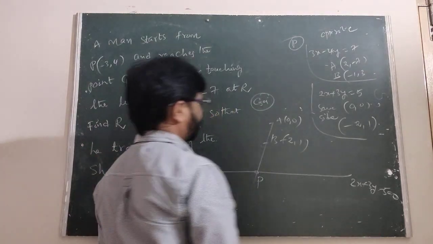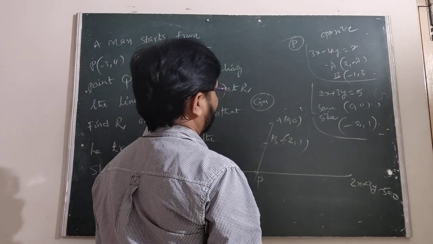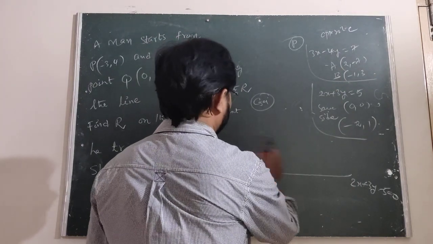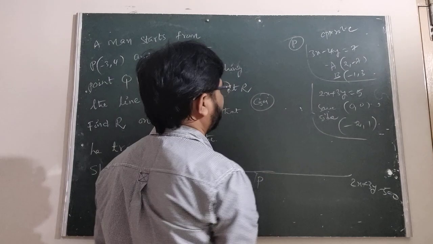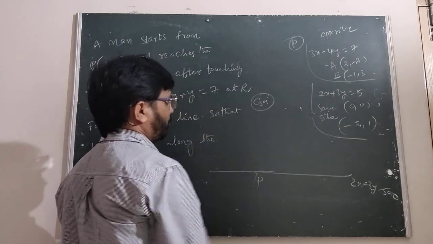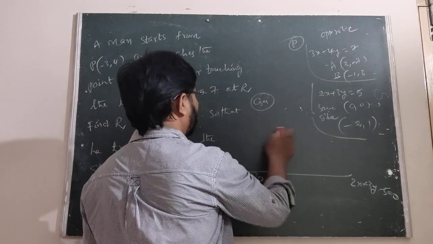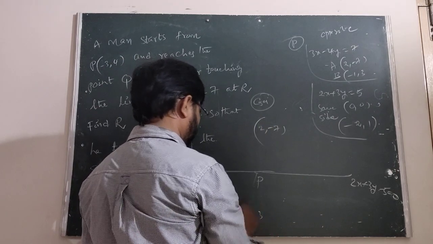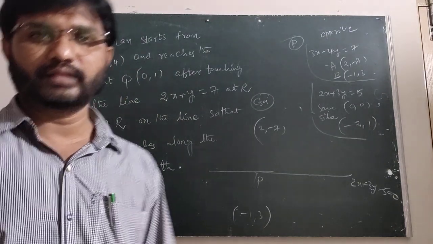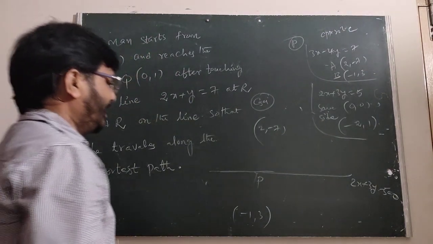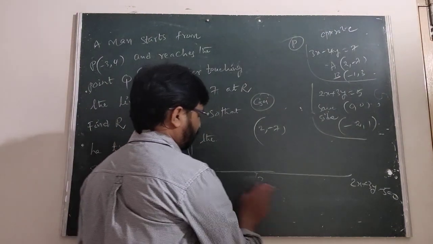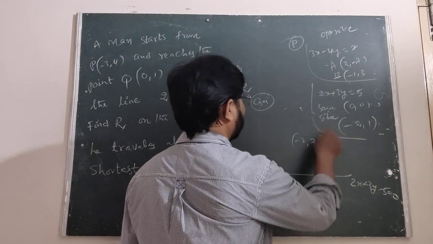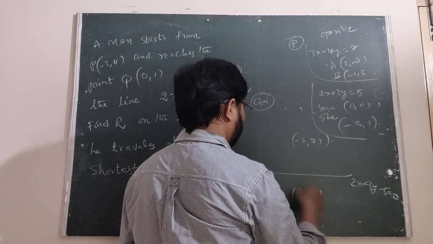Fourth case. What is the fourth case here? Now the given points are on either side of the line. Suppose we are taking the points on either side: minus 2 comma 7 and minus 1 comma 3.